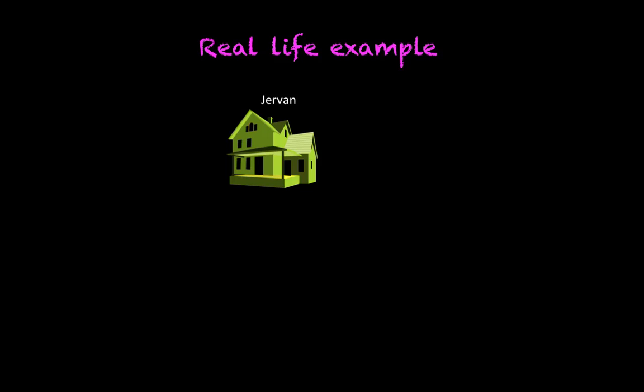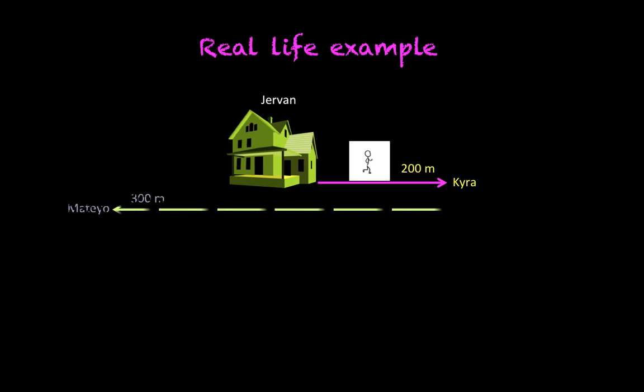So let's look at a real life example. It's Saturday morning and Jovan is home. But he has a school project and he needs Kyra's help. So he goes to Kyra's home that is 200 meters away and he's working on a school project that is due on Monday. When he's finished, he then walks to Mateo's home. And Mateo's home is 300 meters away from Kyra. And at Mateo's home, he's playing Mario Kart.